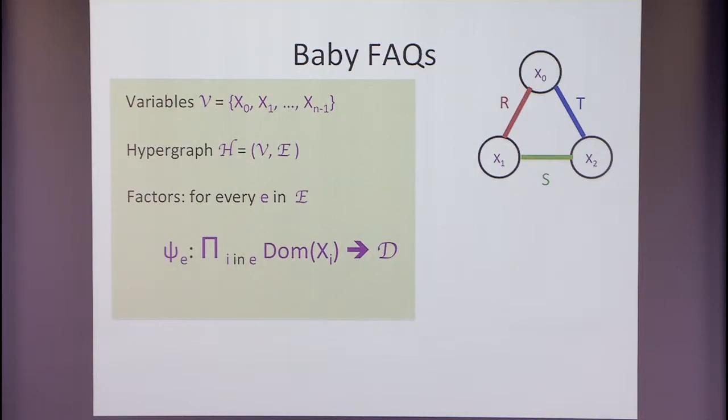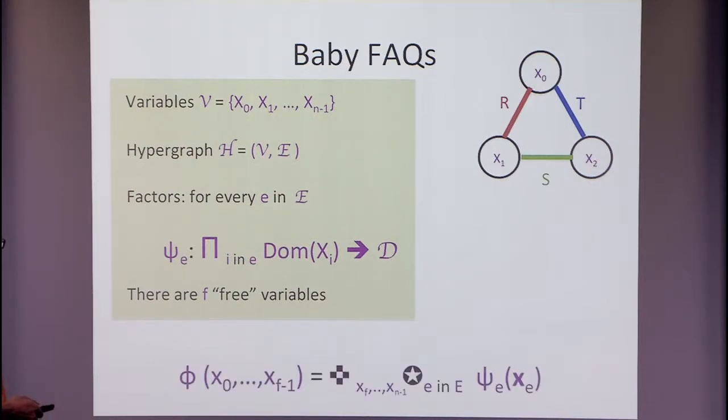For each edge E in this hypergraph, I have a function, what I'll call a factor, just following the nomenclature in probabilistic graphical models, that maps some stuff to some range. I'll also have a number f, which is between 0 and n, which corresponds to the number of what I call free variables. So this is the input.